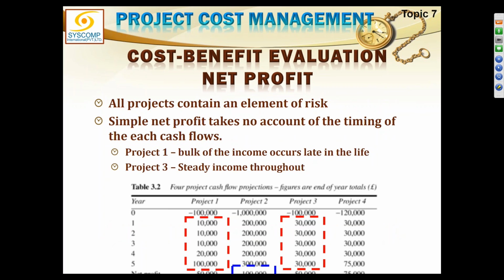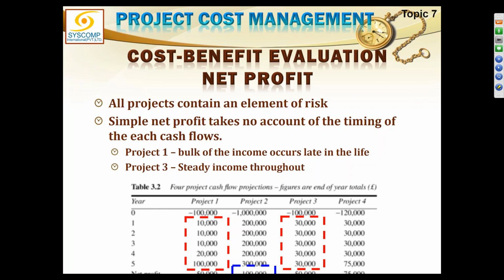What are the problems with net profit? You see that project 2 appears to be the best, whereas you yourself said that project 4 looks like it is better. But in this net profit thing, project 4 stands nowhere.